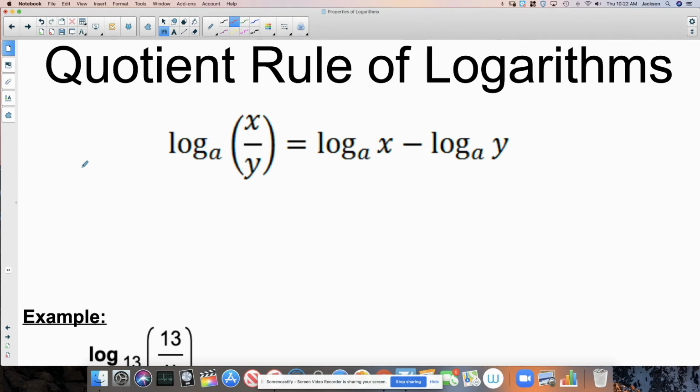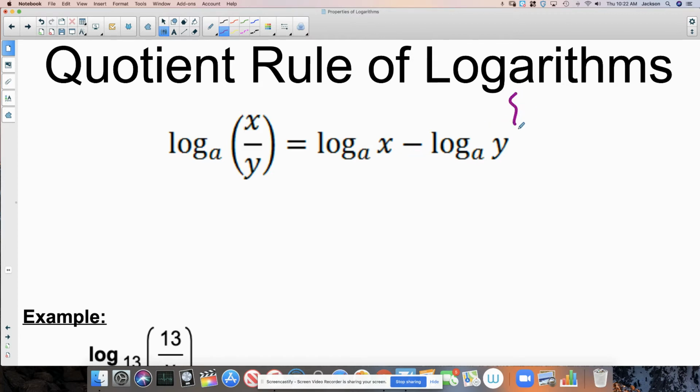Let's look at a different rule. Very similar in its connection to our exponent rules from before. If you have the log of a quotient, or the log of a fraction, that log can be split or expanded into the log of a difference. And again, what's the connection here?